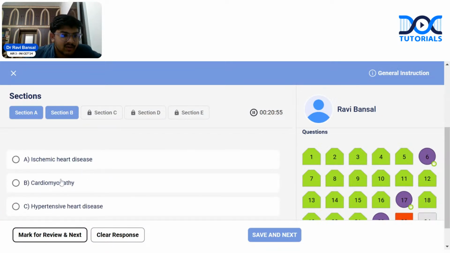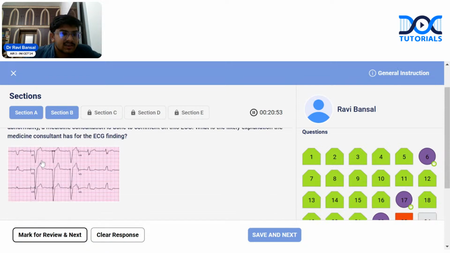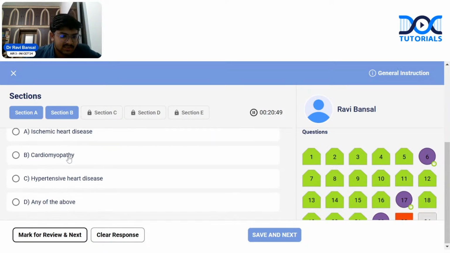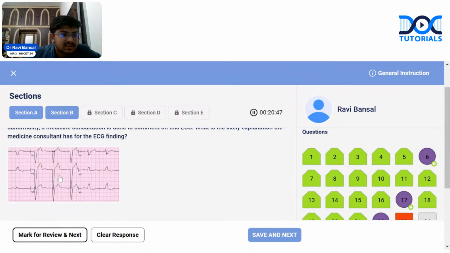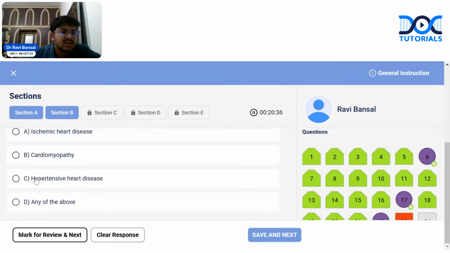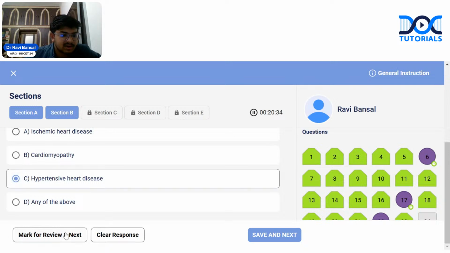So cardiomyopathy cannot be. For ischemic heart disease, the question will be around an emergency, where the patient comes to the emergency with chest pain. I cannot comment on the ECG, but there is more negativity towards V4, V5, and V6. So I'm not sure. I will just mark hypertensive heart disease and mark for review.